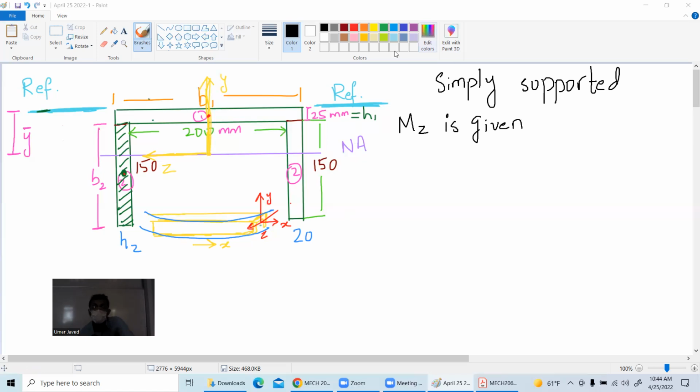So what is the number one step? Good. Number one step is find the neutral axis. But in order to find the neutral axis, it means that you have to find the centroid. So the formula of centroid is y prime equal to summation y_i A_i over summation A_i. Very nice, everyone.